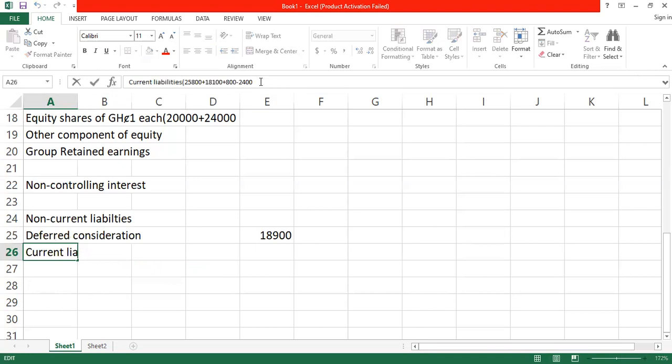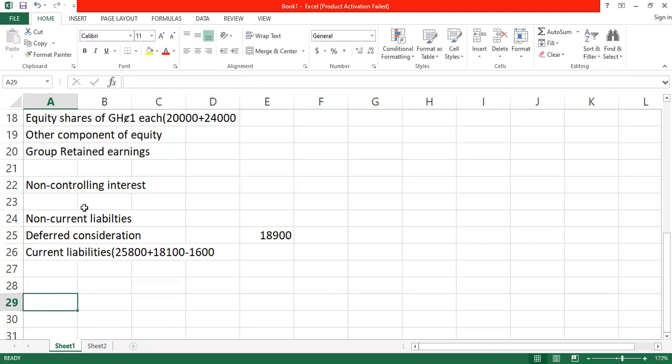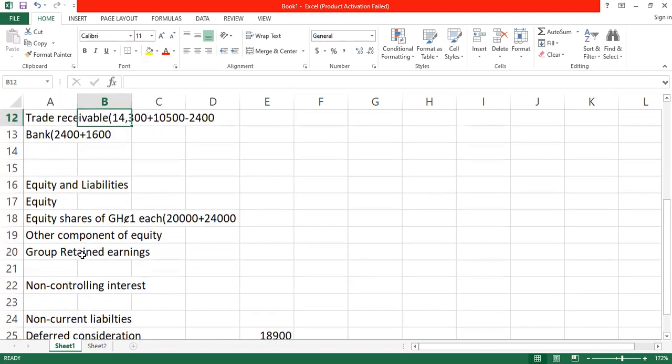$800 minus 2,400. What is the difference? It's not 1,600. So the only thing is to subtract the figures that are here. They have 1,600 relating to this. Subtract the 1,600, then subtract the 2,400.